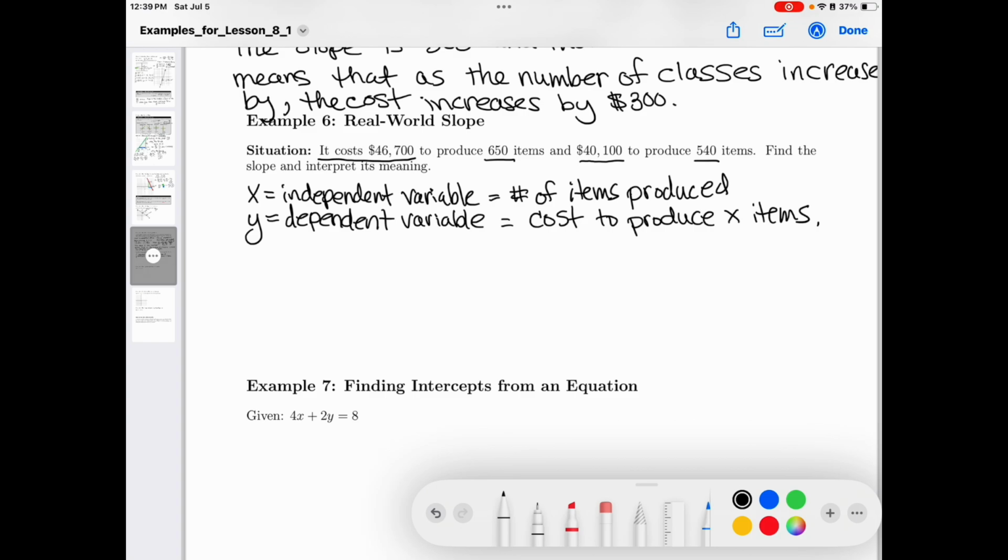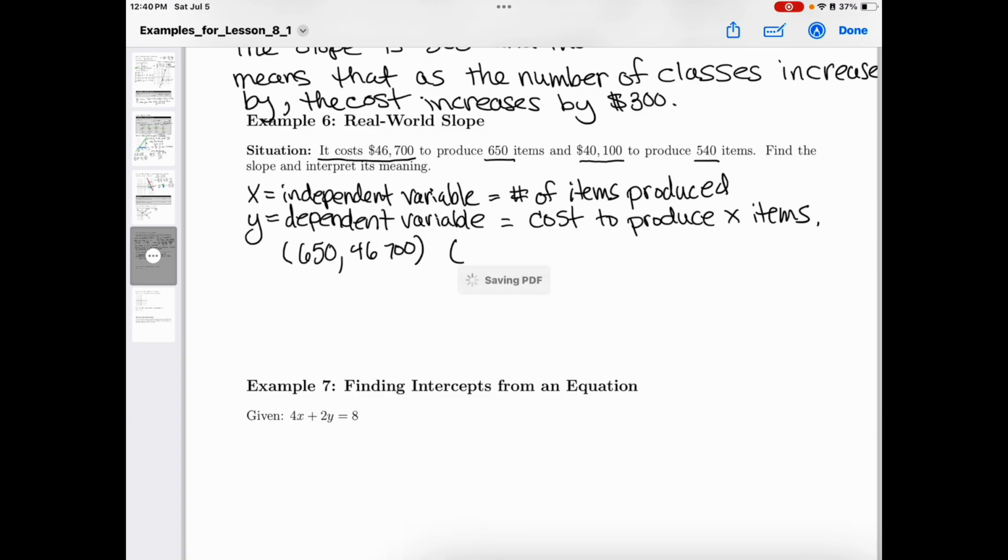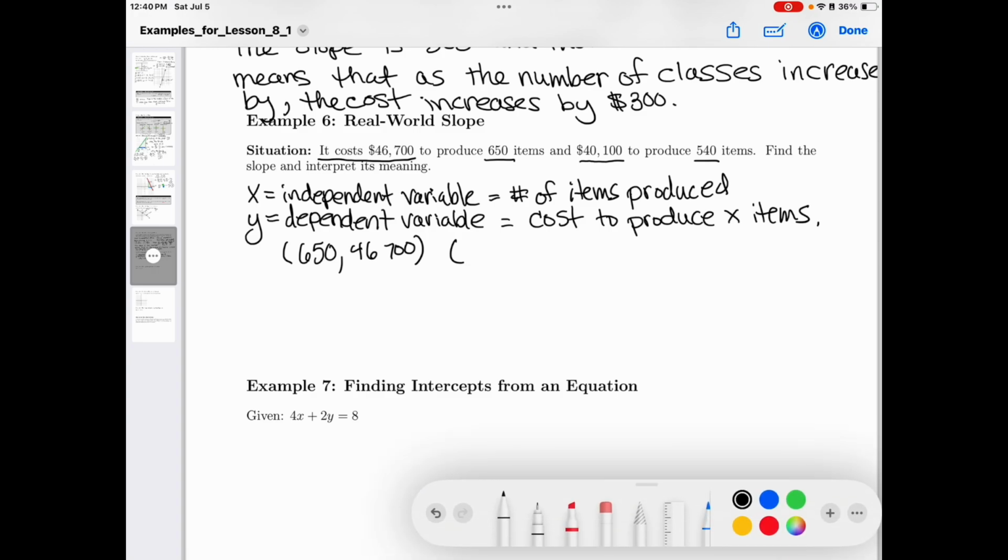Okay, so if we were to use the information from the context to come up with 2 points, it says for 650 items, that's our X, because that's the number of items, it costs $46,700. Let me actually erase this comma because it might get confusing with the comma from the ordered pair. Now, the other ordered pair, when it's 540 items, it costs $40,100.